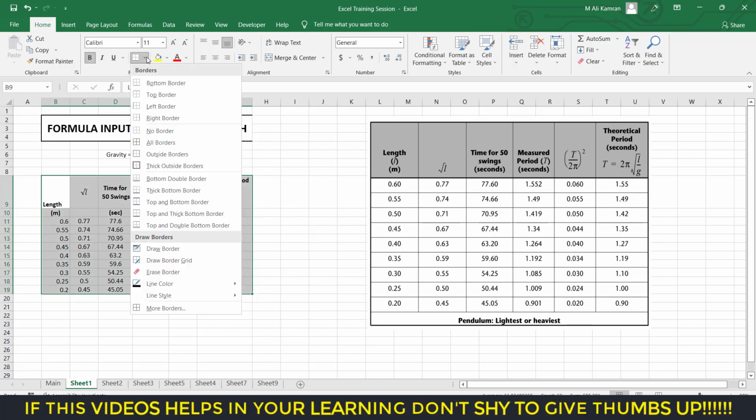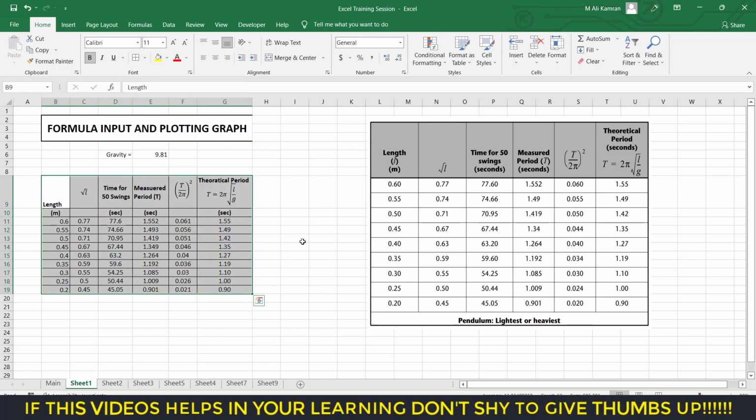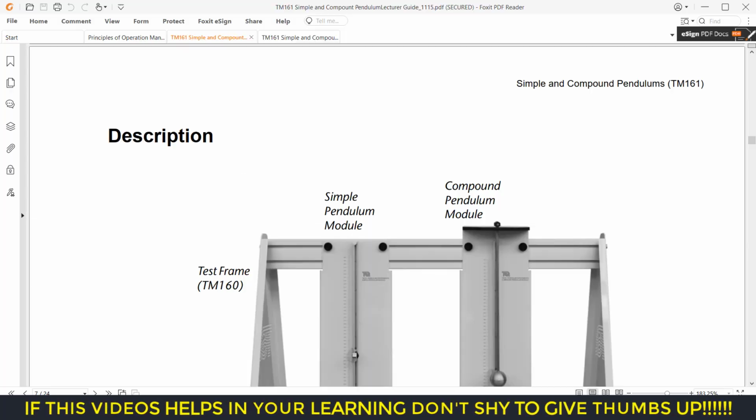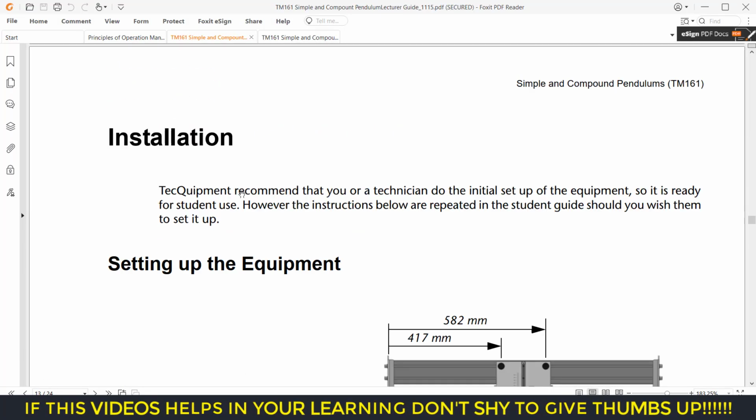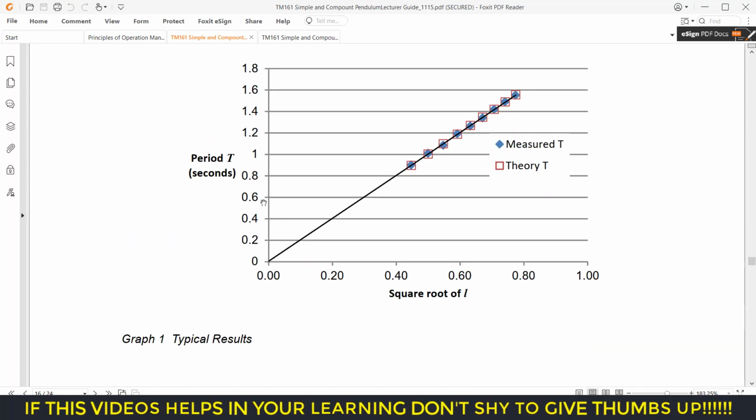Let's make a table from this. So we will select all borders, and let's make it centered like this. So now we have this table, and now the task of this experiment is to plot the square root of L versus the measured time period, right? The time period versus the square root of L. If we plot the time period versus the square root of L, we will have a straight line, right? So we want to have this graph.